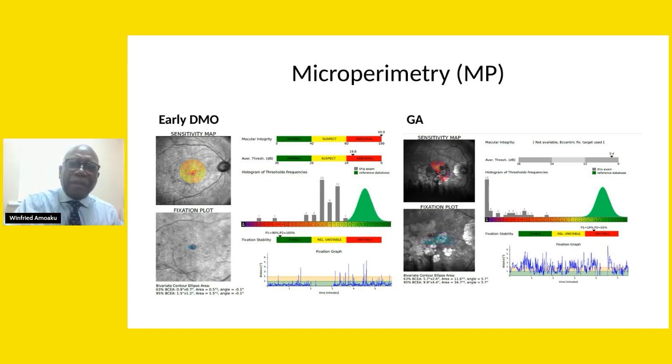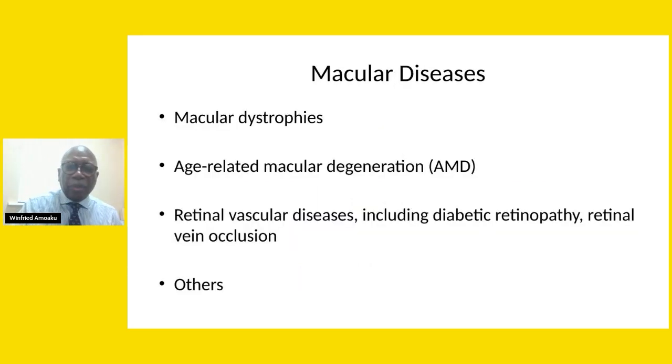The image on the right-hand side there shows you examples of what is abnormal in geographic atrophy. But not every clinic has a microperimetry, but it's becoming more and more common that we use it in research. But who knows, in a few years' time, it might become part of normal clinical practice. So the different macular diseases I'd like to talk about briefly will be the macular dystrophies, age-related macular degeneration of the different types, retinal vein occlusions, diabetic retinopathy, and then we'll mention one or two other things that might be of interest.